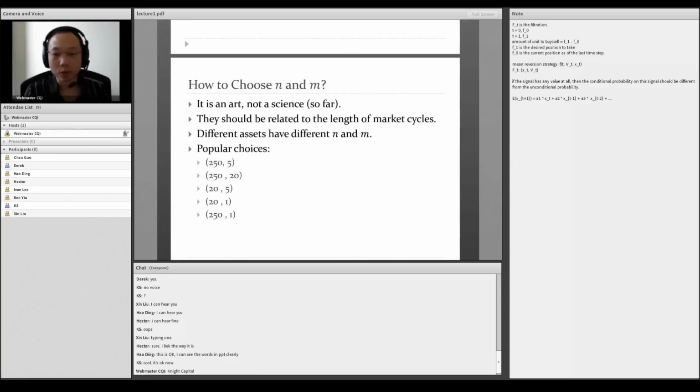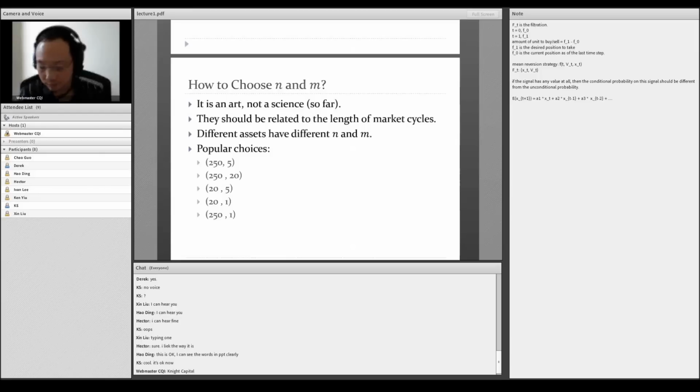For traders, just looking at these numbers, they don't mean much. They all seem to make sense, right? You choose 1 week versus 1 year, 1 week versus 1 month, they all make sense. We don't know how to choose these numbers. We don't know which choice to make.